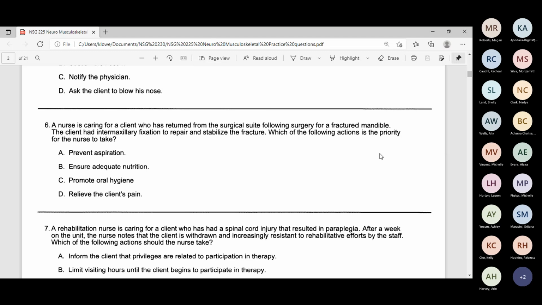Okay. And even if I read this question and I was like, I don't know what an intermaxillary fixation is, if it says, what's the priority for the nurse to take? What do you think the priority is? Prevention, so prevent aspiration. Right. If they're all interventions, what do we hope to achieve from that? We don't want our patient to aspirate, so we would have A. Great.